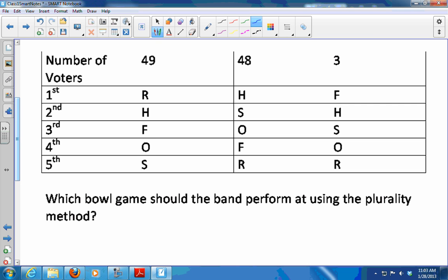So according to the plurality method, who should win this election? Who's got the most first place votes? The Rose Bowl, yep. The Rose Bowl with 49 votes.